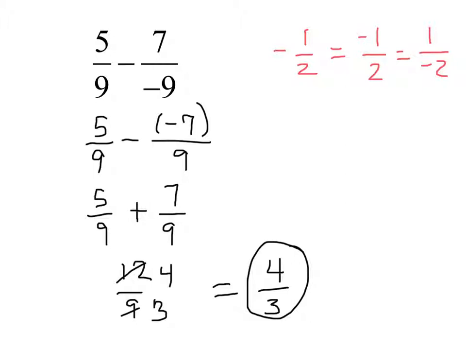So when our denominators were opposites, we made the second fraction positive. We had to make the numerator the opposite of what it was. And notice that had the effect of changing this subtraction to addition. That's kind of a fast way to think of it if you can remember that.